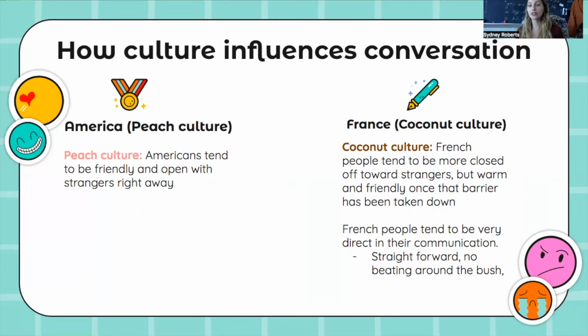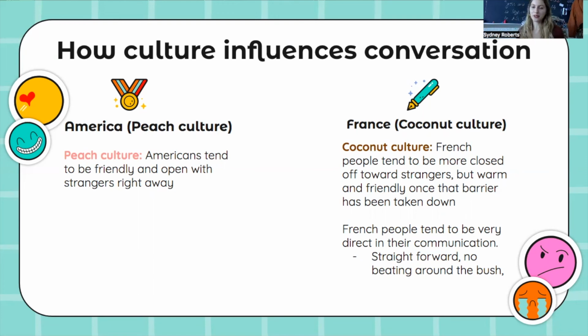Whereas in France, they're coconut culture. So they kind of have a harder outside shell, but a soft, sweet inside, just like the coconut. So French people tend to be more closed off towards strangers, but warm and friendly once the barrier has been taken down. They don't feel a need to form meaningful connections with random strangers on the street, which I totally respect.